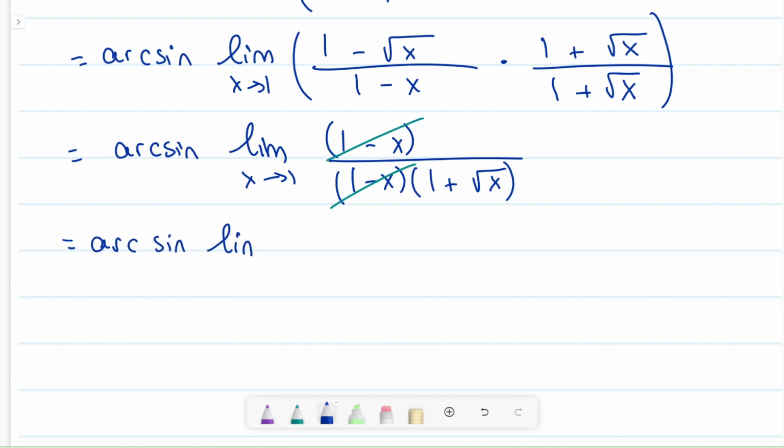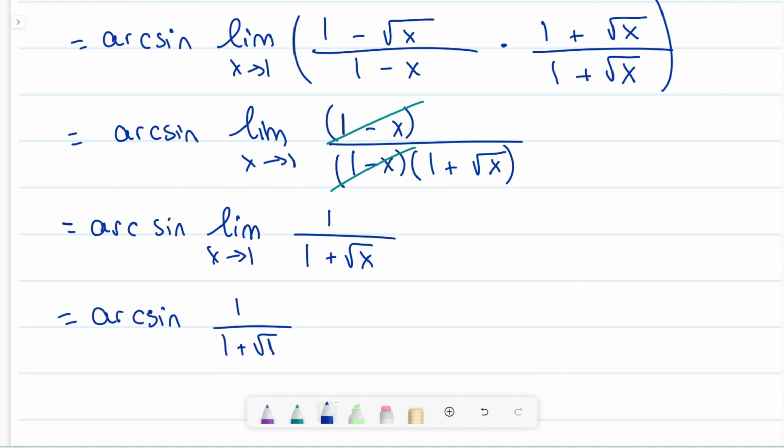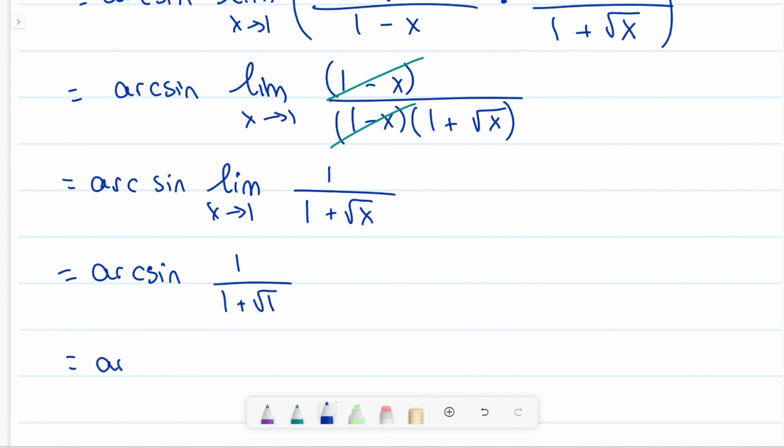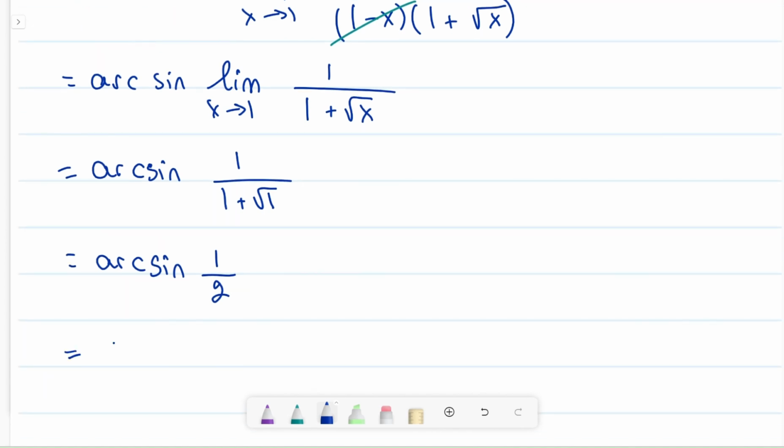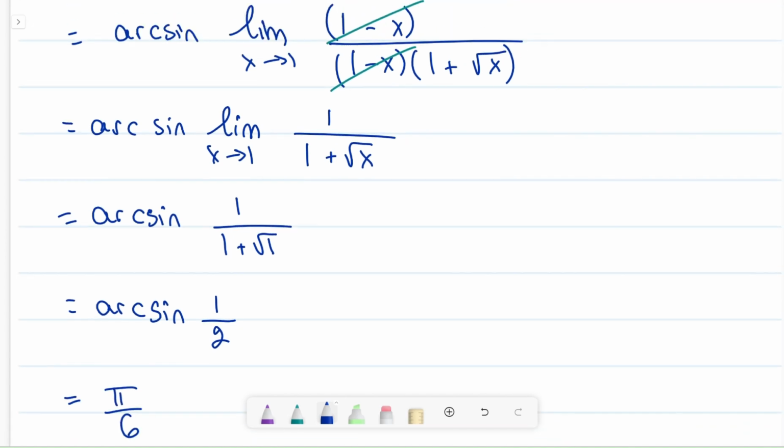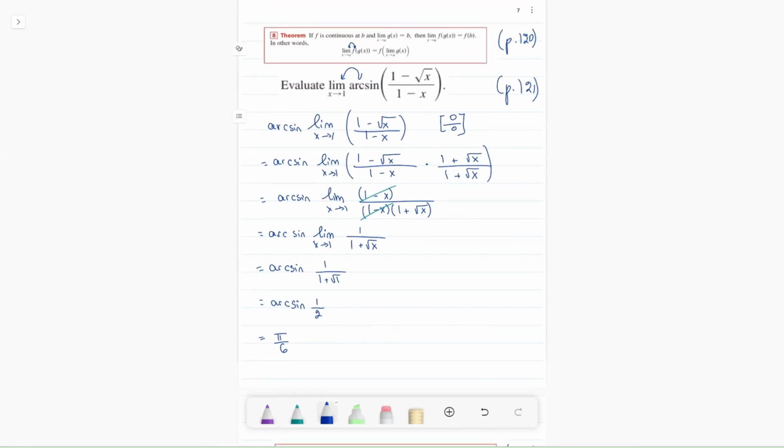We are left with arc sine of the limit of 1 divided by 1 plus square root of x as x approaches 1. Let us plug in. If we plug in, we get 1 divided by 1 plus square root of 1, which is equal to 1 over 2. So arc sine of 1 over 2, plug this in on your calculator, you get pi over 6. So this is how we solve such types of questions.